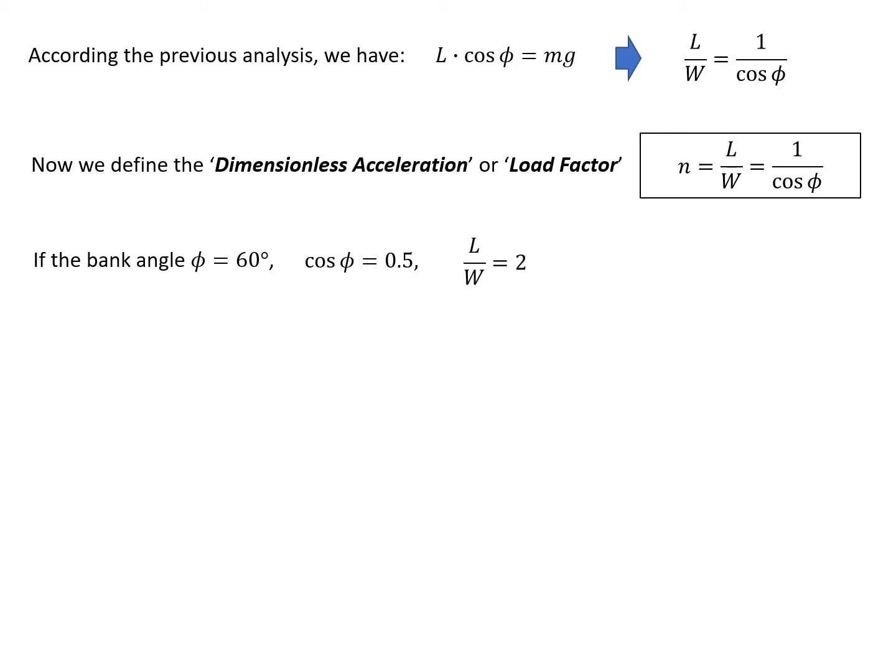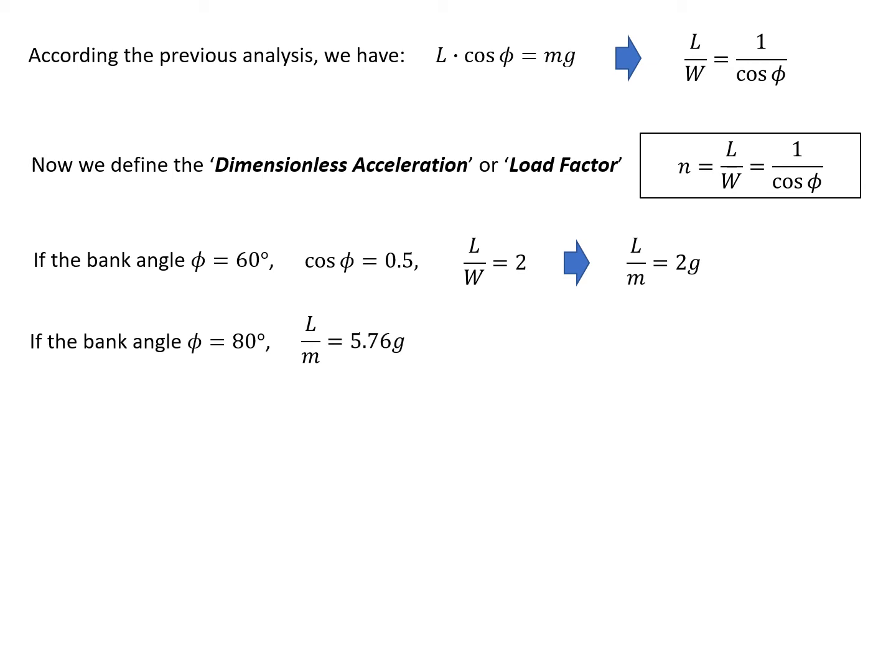As an example, if the bank angle phi is 60 degrees, cosine phi is 0.5, and then we have a load factor of 2, which means the lift force acting on the pilot or passenger is twice the gravity in order to make a steady bank turn. In that case, if we move the G to the right hand side, we have 2G. That's the so-called G-force. So it's twice the acceleration.